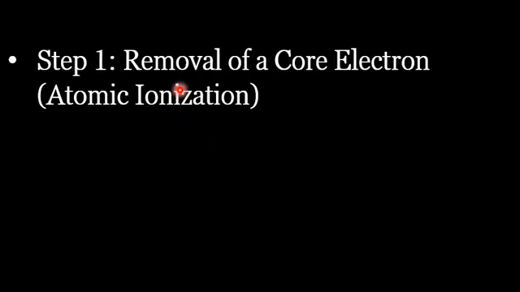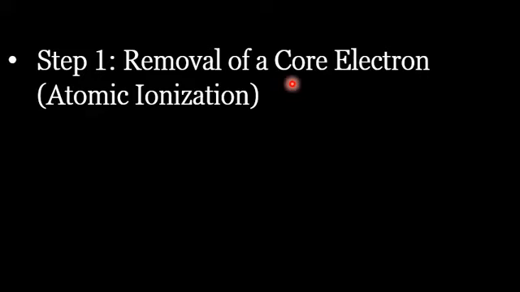Students, please note that Auger electron spectroscopy is divided into three main steps. In the first step, a core electron of an atom is removed. It is known as the atomic ionization step. So initially, in the first step of Auger electron spectroscopy, a core electron is removed from an atom.